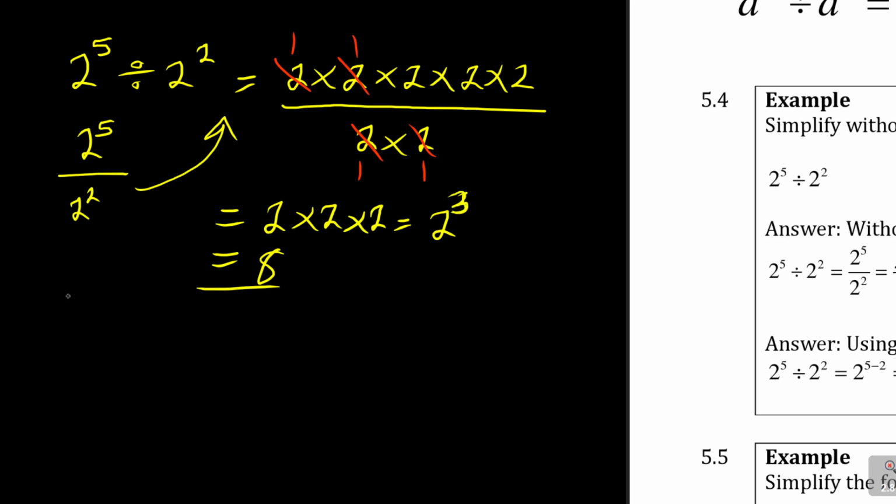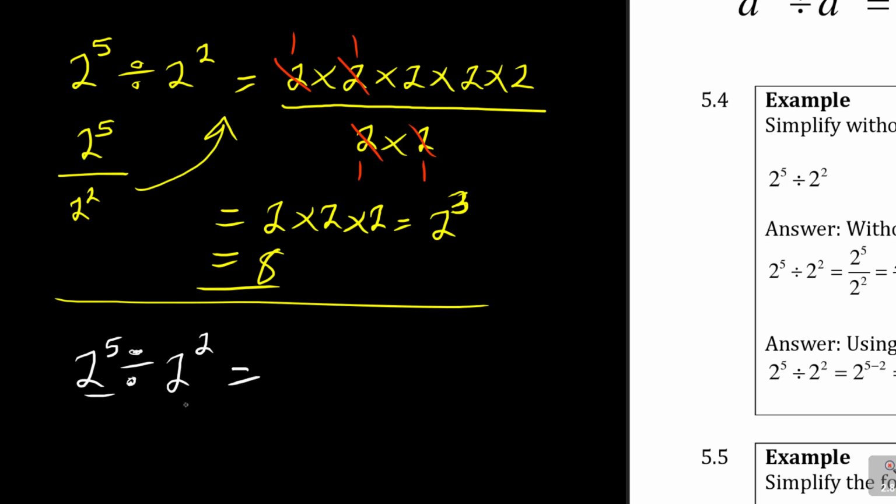Now, using the laws of exponents, I was going to say 2 to the power of 5 divided by 2 to the power of 2. Now my bases are the same. I know with division it's subtraction, which is 5 minus 2, which is 2 to the power of 3, and 2 to the power of 3 is equal to 8. Now it sounds simpler, but suppose you are given numbers like this: 2 to the power of 100 divided by 2 to the power of 50.